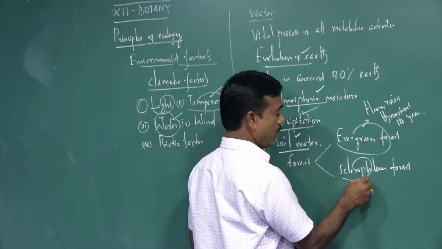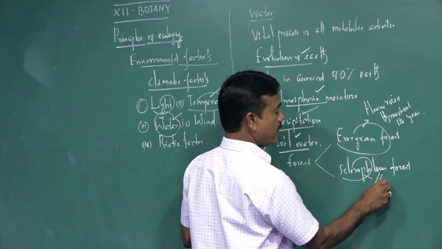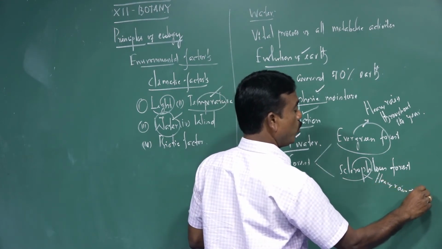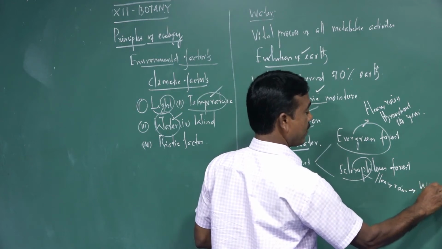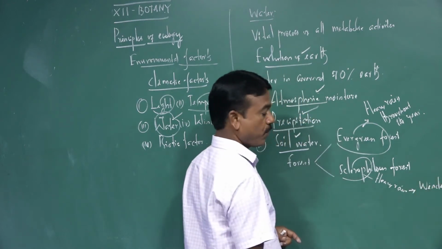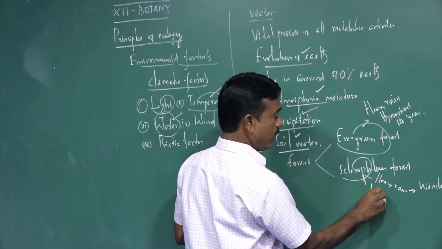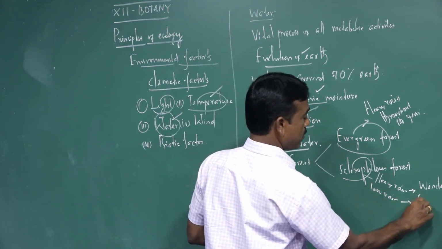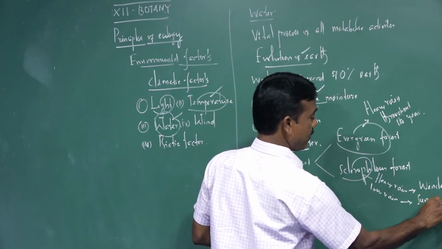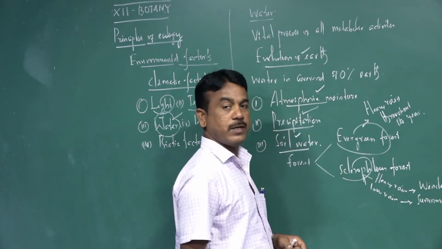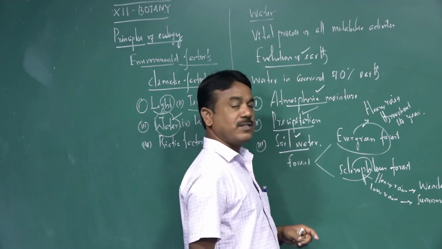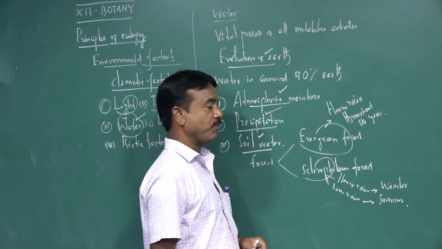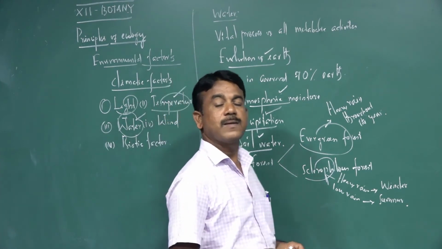In sclerophyllous forest, heavy rains occur during the winter season and low rains occur during the summer season. So that is why we say forests can be classified into two types, evergreen forest and sclerophyllous forest.